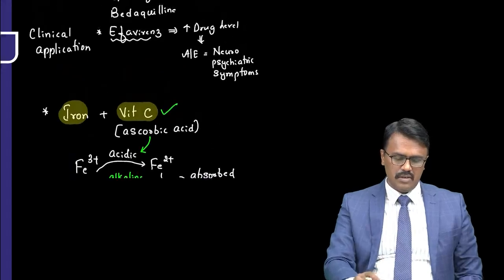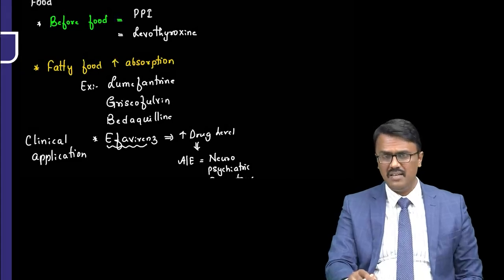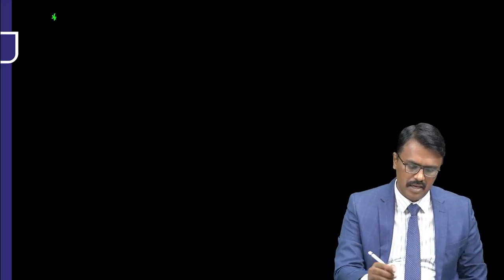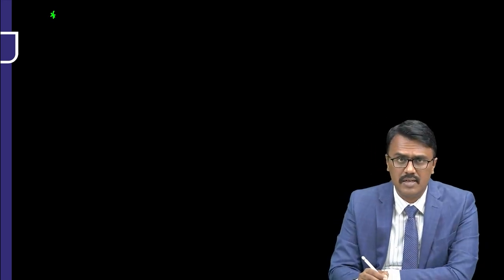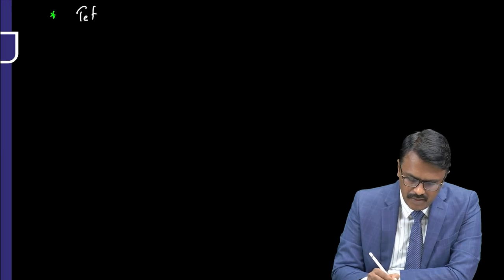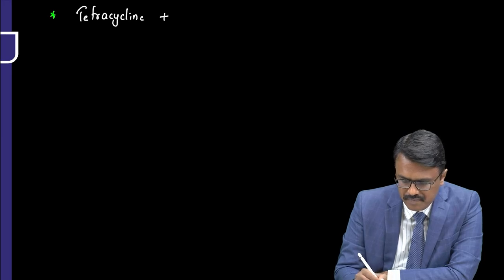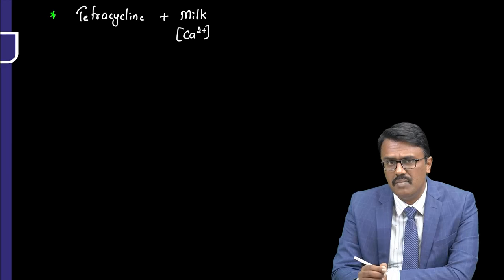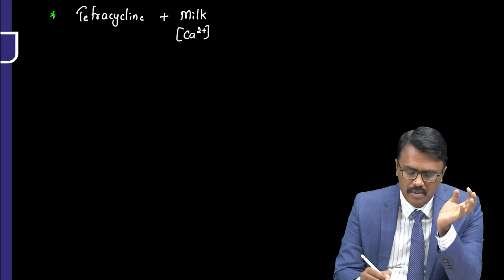Okay, sir, we understood the factors: before food, fatty food, and iron. Is there anything else? Yes, I want to mention one more. Many times people drink milk and we prescribe an antibiotic called tetracycline. So, when we give tetracycline plus milk, you know that the major ion in milk is calcium. Suppose I prescribe tetracycline and the patient took milk with that, what happens?